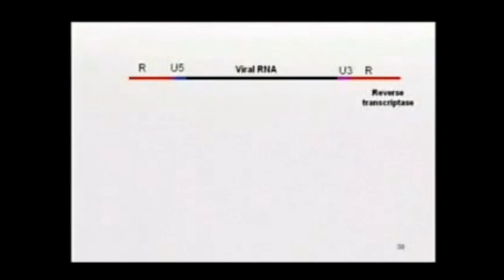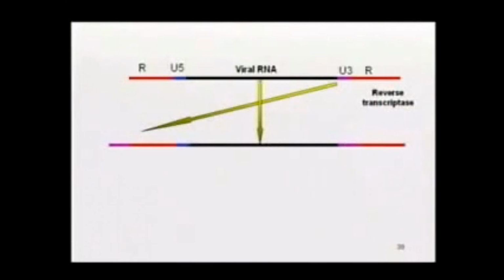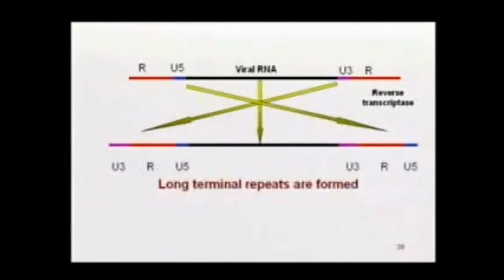And this is what's happened. During the copying by reverse transcriptase, by an increasingly well understood but still not completely understood mechanism that involves circularization of the virus, etc., during the copying of the RNA form, that U3 region gets duplicated and put over here. And then you get the copying of the regular part of the viral RNA, and then that U5 region gets copied and put over there to form these long terminal repeats.